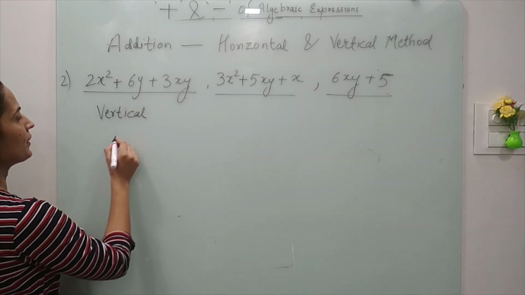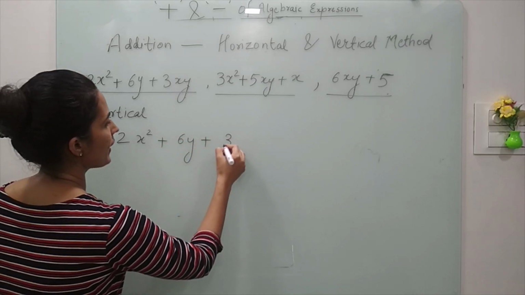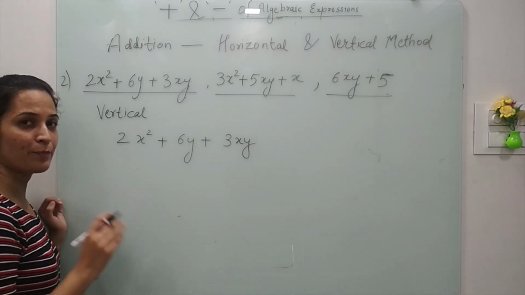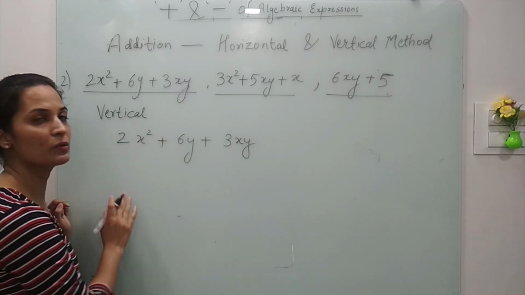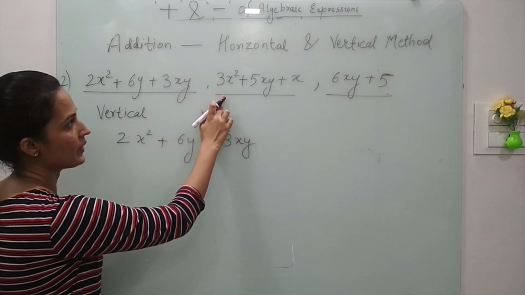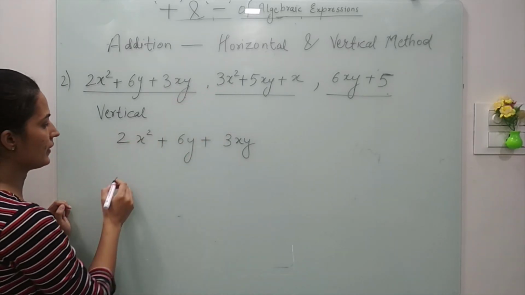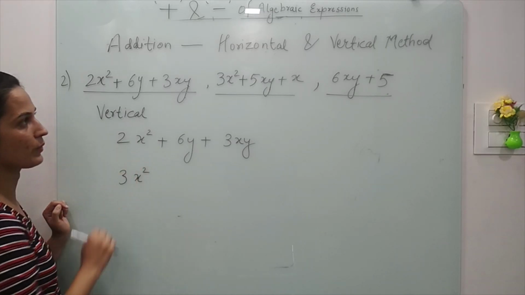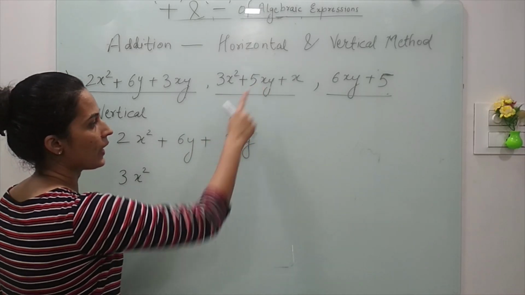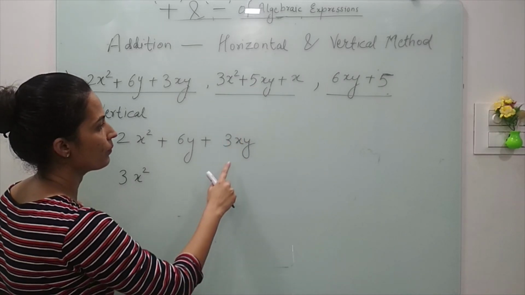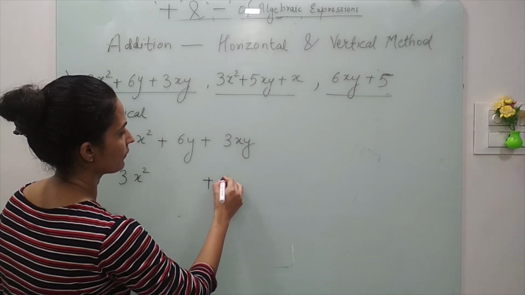Let's write the first expression, 2x square plus 6y plus 3xy. As I explained in the last example, in the vertical method, you have to write the like terms below the like terms. So my next expression has the first term 3x square. I have a like term here, so I'll write this 3x square below 2x square. Now this is plus 5xy. This is a like term to this, so it has to go below this. The sign of this is plus, so I'll write here also plus 5xy.